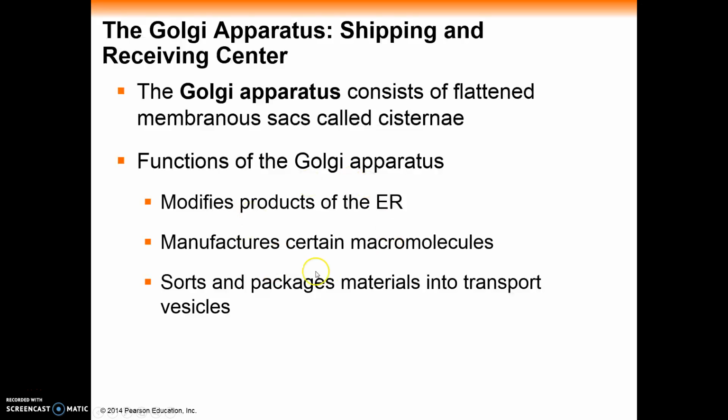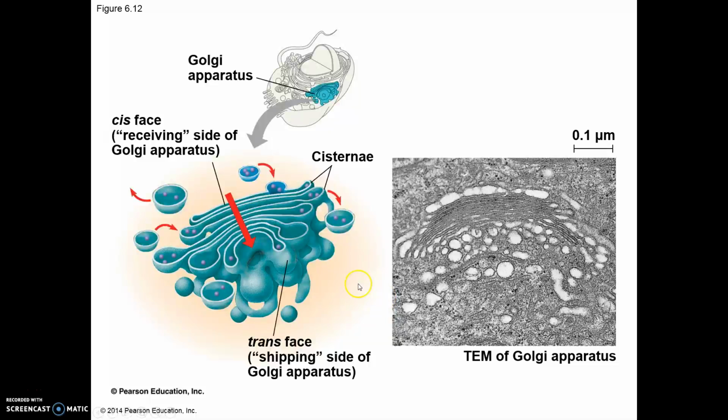So part of the job of the Golgi apparatus is to modify those proteins. It also is involved in packaging and sorting that material. So by adding on different carbohydrate address labels within these different sacs, we can essentially mark it to go to different locations. Here's a look at the Golgi apparatus.